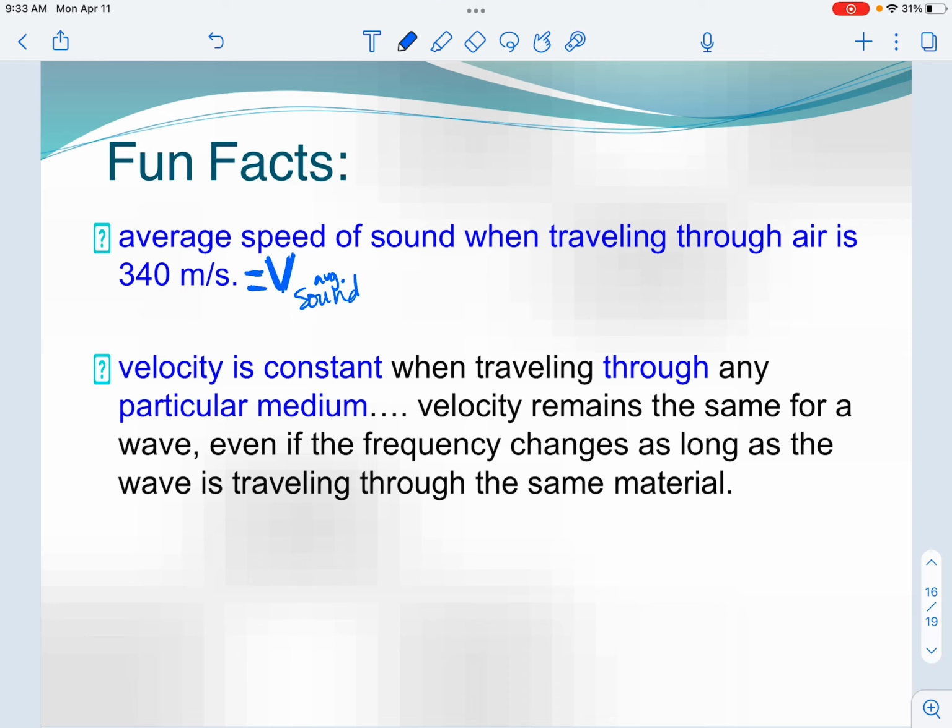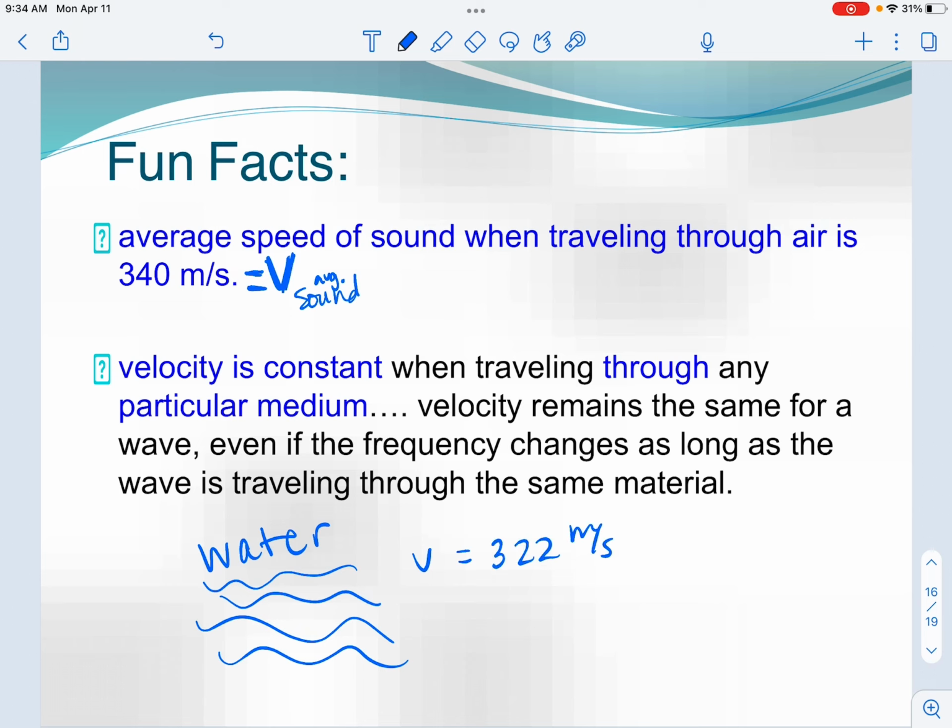The second fun fact says that velocity is constant when traveling through a particular medium. So if you have a wave that is traveling in water, and this wave has a velocity of 322 meters per second. And then the story says that you have a second wave traveling in the same water. It is going to be automatic that the second wave is also going to have a velocity of 322 meters per second. That's what we mean by this fun fact. The velocity is constant through a particular medium. Remember, medium means particle, matter, material, things like that.